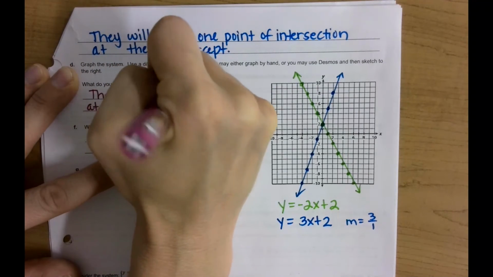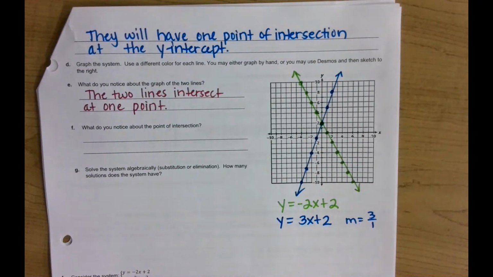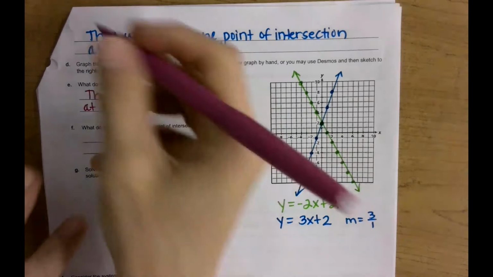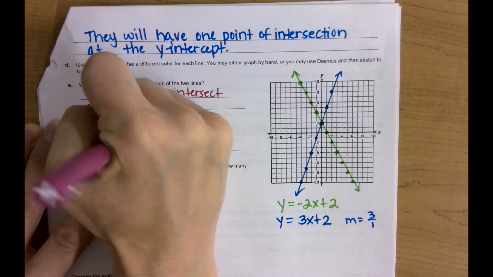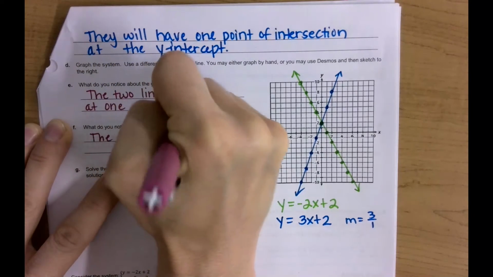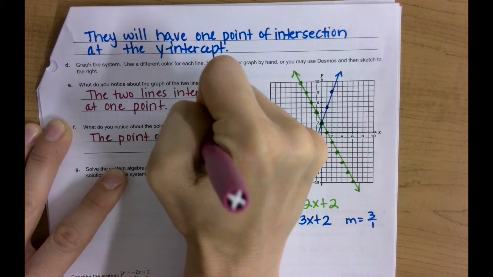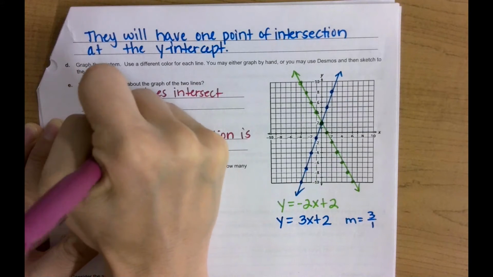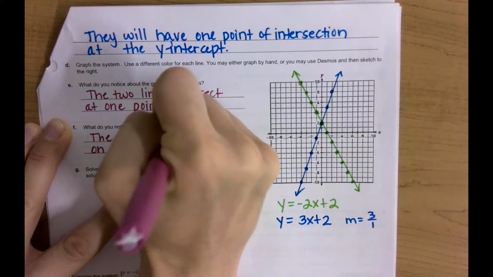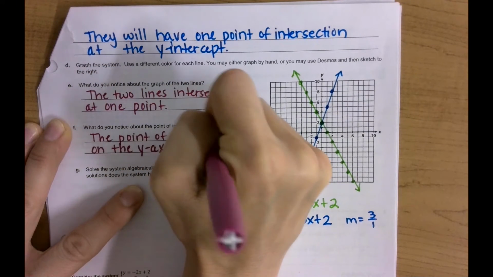You also could say, you notice that they're going opposite directions. One has a positive slope, one has negative. It kind of forms that X. What do you notice about the point of intersection? The point of intersection is on the y-axis at 0, 2.